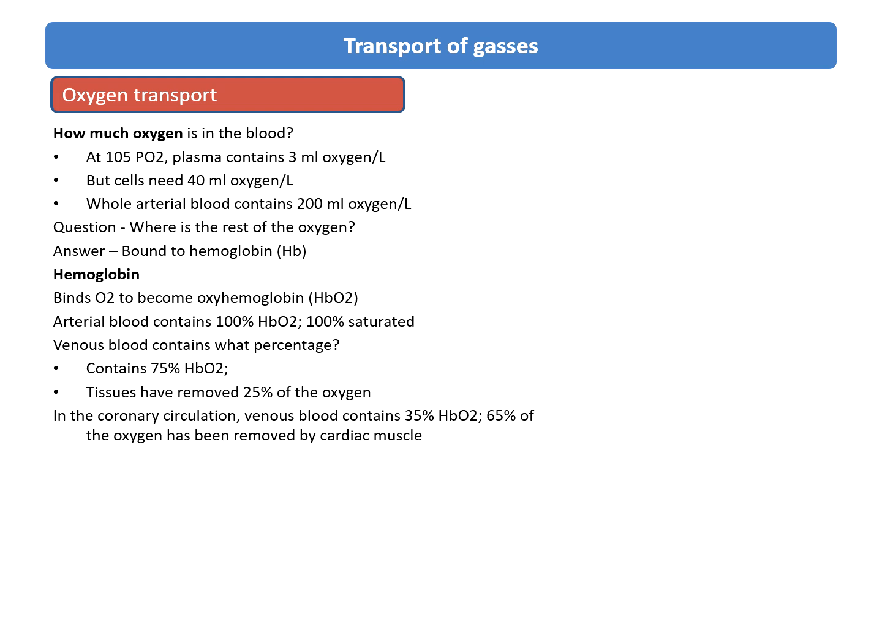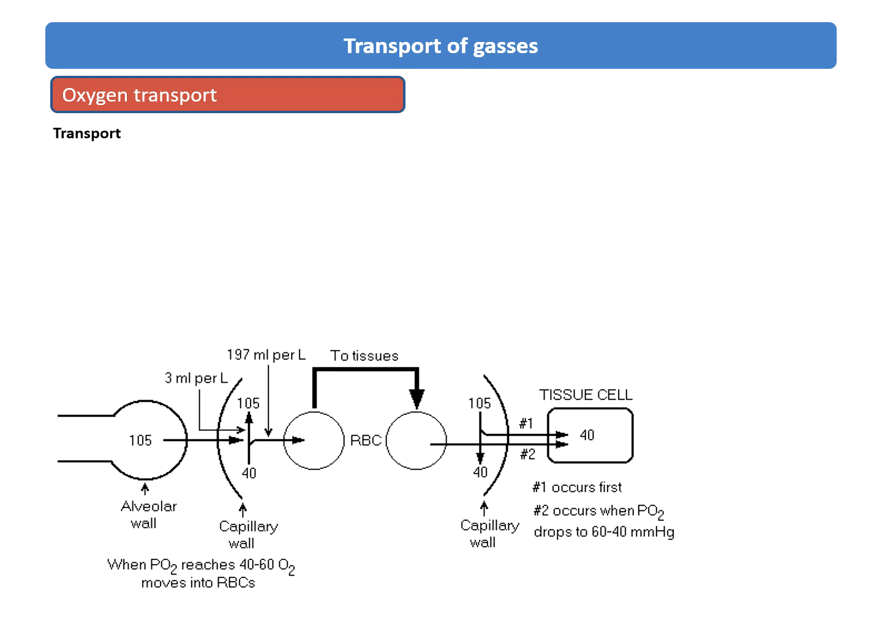In the coronary circulation, venous blood contains 35% oxyhemoglobin, which means 65% of the oxygen that was bound to hemoglobin has been removed by the cardiac muscle. So it's a very efficient supply of oxygen for the heart.